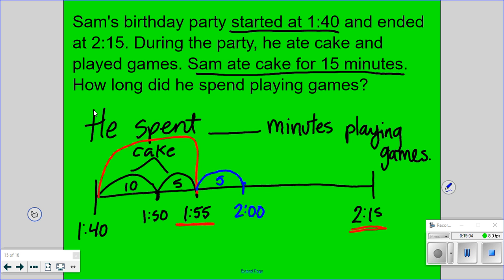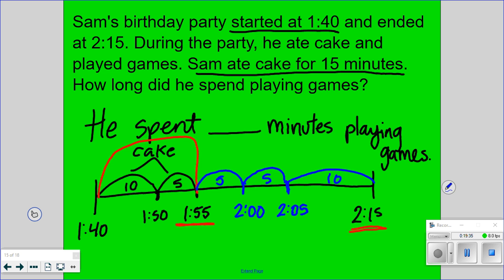Now that I'm at 2 o'clock, what can I do next? Well, maybe do a hill of 5. A hill of 5. What's my new time, Will? 2:05. Okay. Now what, Michael? A hill of 10. A hill of 10.